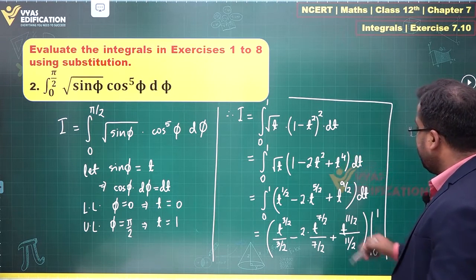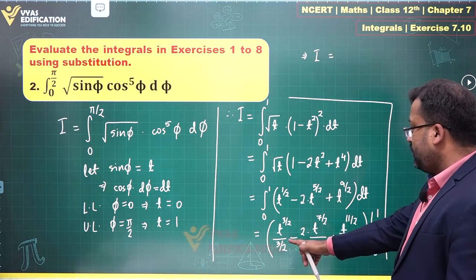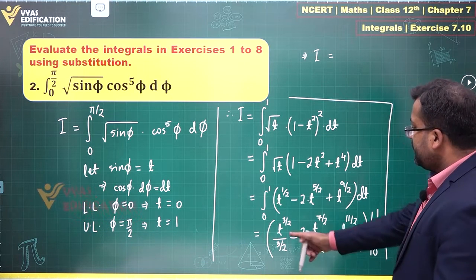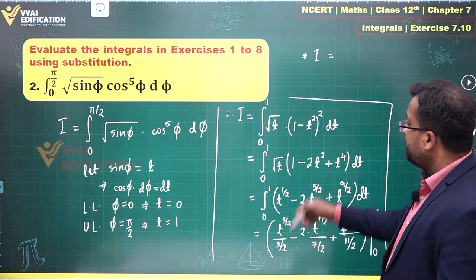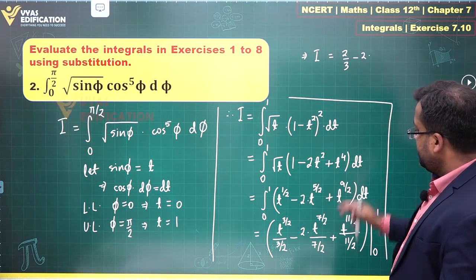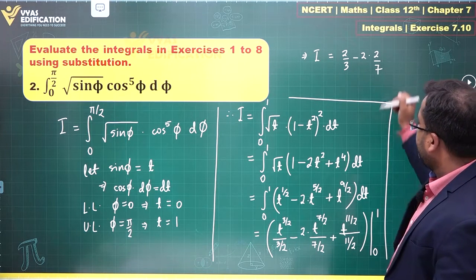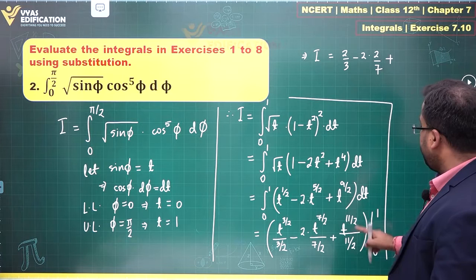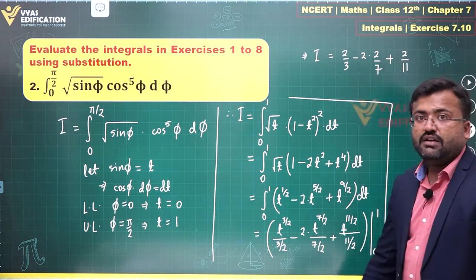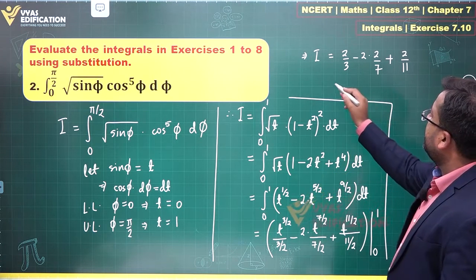Okay, after this, the next step can be written over here, which gives me I is equal to what? You substitute 1, then you substitute 0, everything becomes 0. So you substitute 1 over here, 1 power 3 by 2 is 1, this becomes 2 by 3, minus 2 times, this becomes 1 power 7 by 2, which is 1, this becomes 2 by 7, plus this is 1 power 11 by 2, which is 1, this becomes 2 by 11. Now you can simplify and get the final answer. Rest all terms will be 0, we don't need to worry about them.